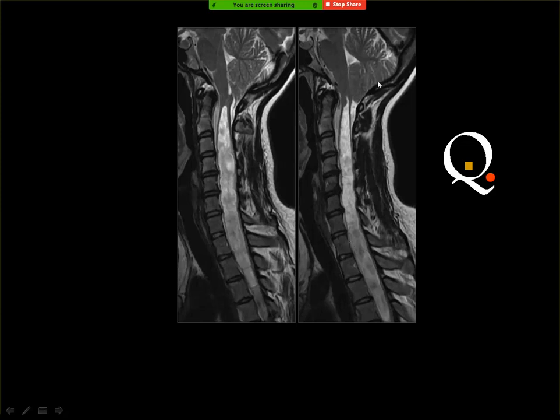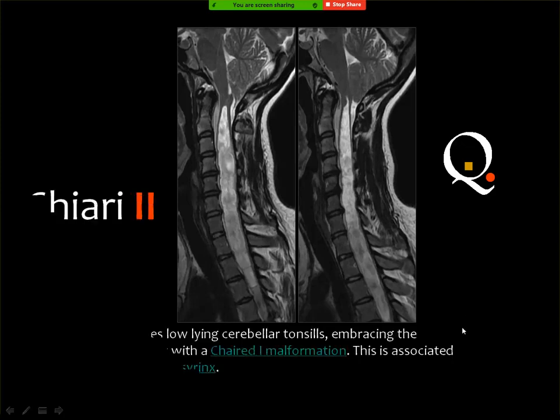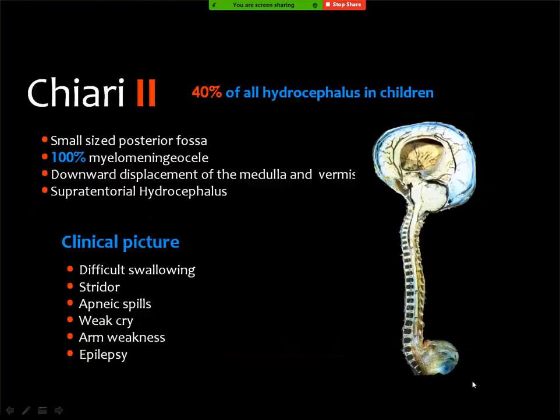Then if you look carefully at the foramen magnum, you see that the tonsil of the cerebellum is going down below the level of the foramen magnum. Actually, this is a Chiari type of malformation, which will be discussed in detail in the pediatric module. But we may have some information about this Chiari, which represents about 40% of the causes of hydrocephalus in children and is associated always, in 100% of the cases, with a meningocoele.